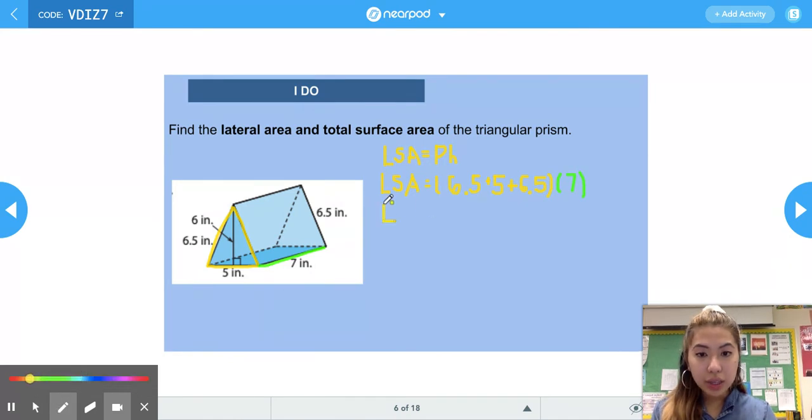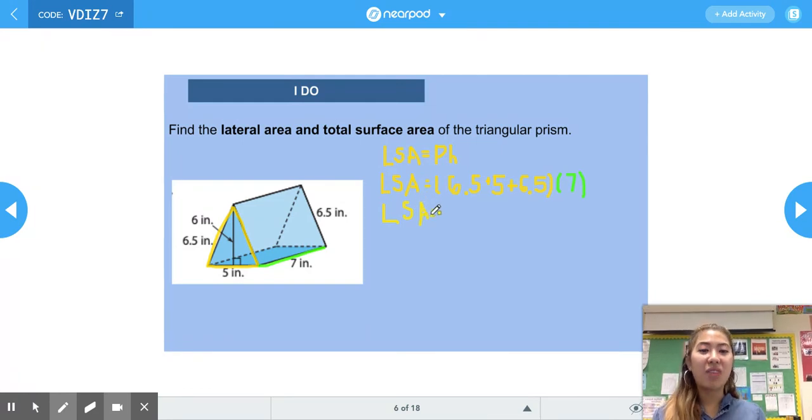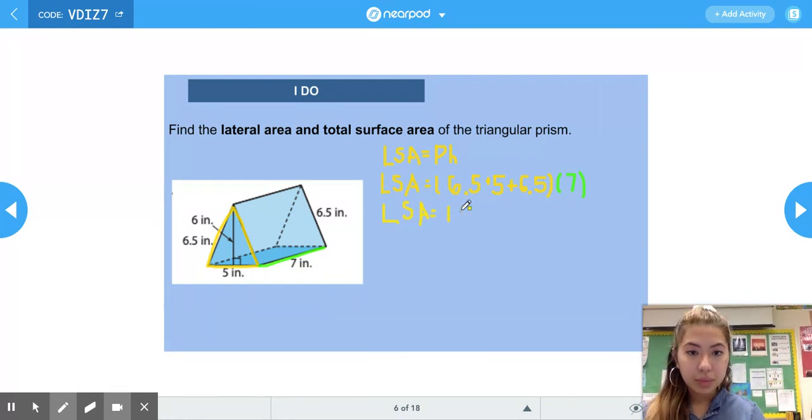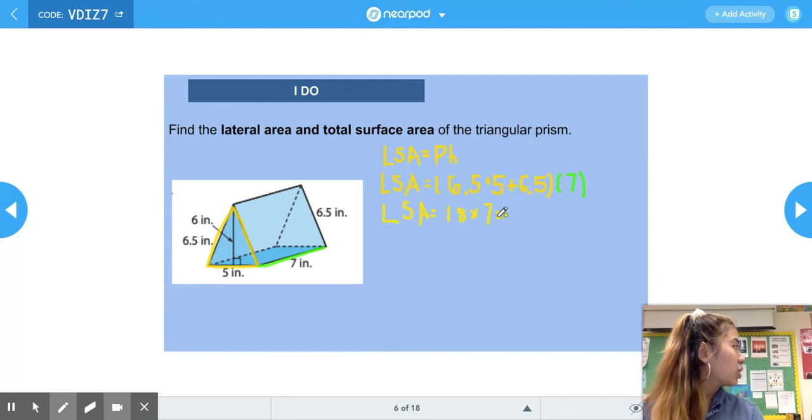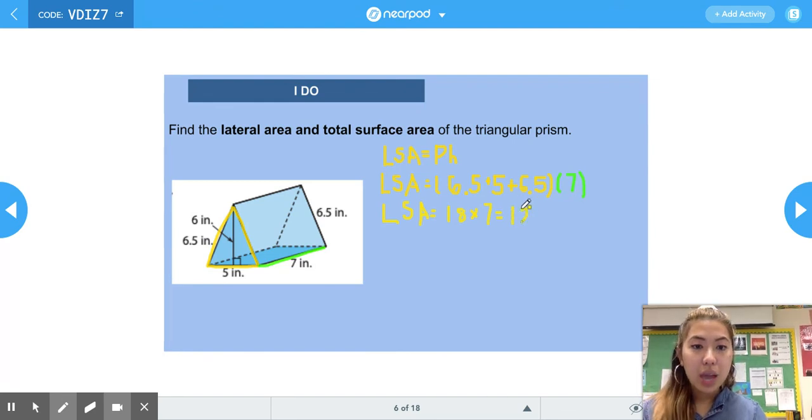So now using a calculator, I'm going to go ahead and add and then multiply. If I add together 6.5 plus 5 plus 6.5, I get 18. And then if I multiply 18 by 7, I get 126. And my unit of measurement in this problem is inches.